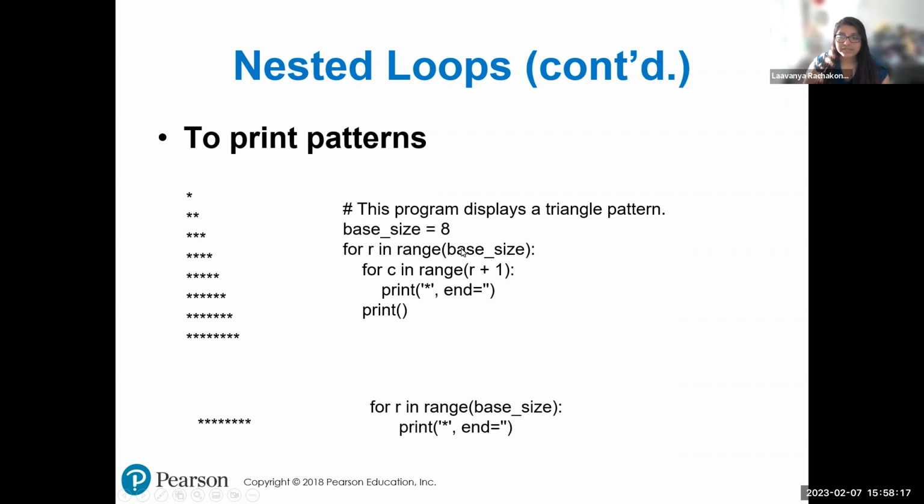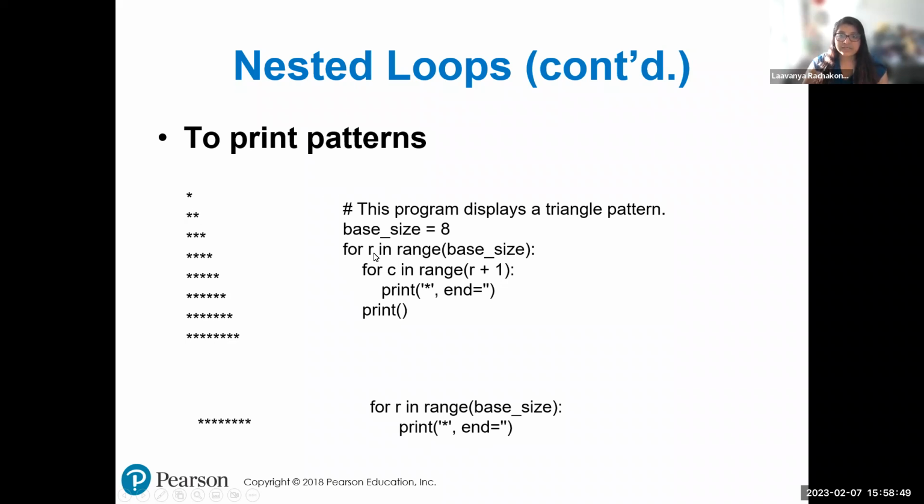So R in range 8. Now the R value is 1. So with R value 1, you are in the first row, so basically 0 row and first row. And as you are in the first row, like this 1 here or second row, the C value will be range of 1 plus 1, which is 2. So the possible values of C are 0 and 1. So it will repeat 2 times, so you will see 2 symbols or 2 stars.